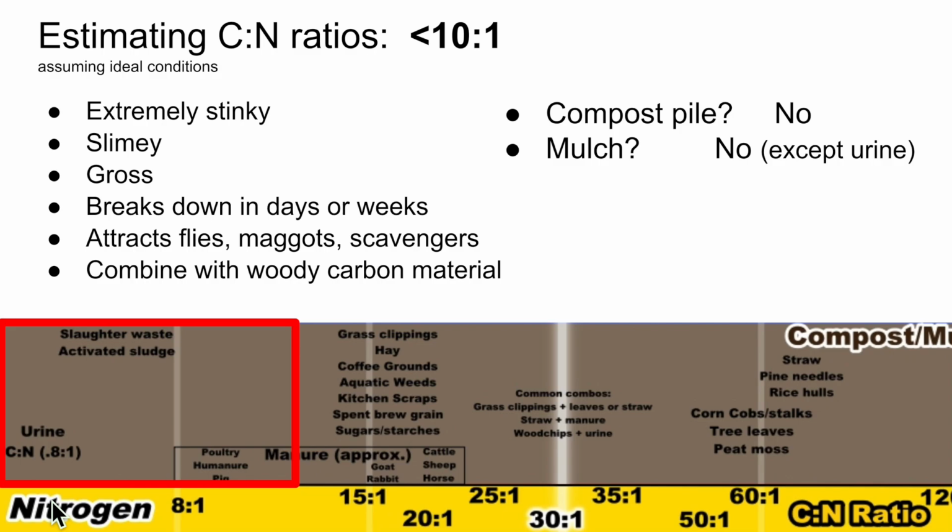So would you want a compost pile in this range? Absolutely not. Could you use these materials as a mulch? No, except urine you can use as a nitrogen fertilizer directly on your soils.